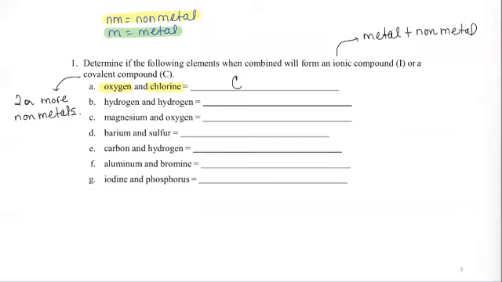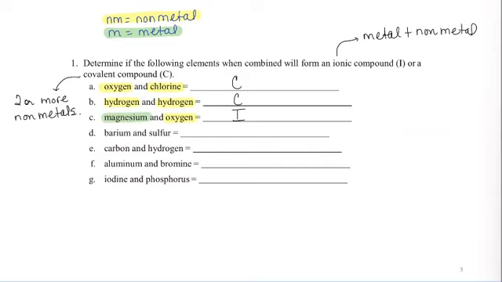Let's move to the next one. Hydrogen and hydrogen. I agree, this is a covalent compound because we're talking about two things that are non-metal. Magnesium and oxygen. Great job, that's going to be ionic because oxygen is a non-metal. Magnesium is a metal. Barium and sulfur.